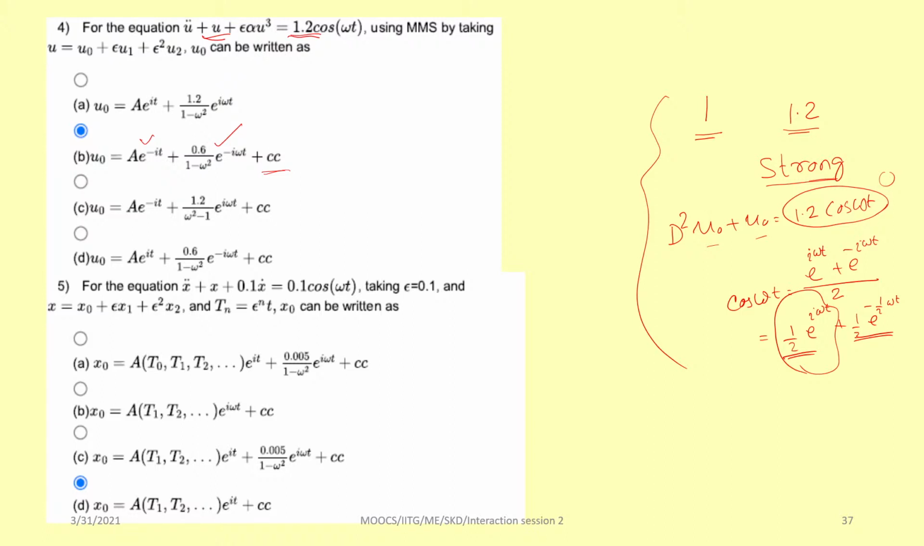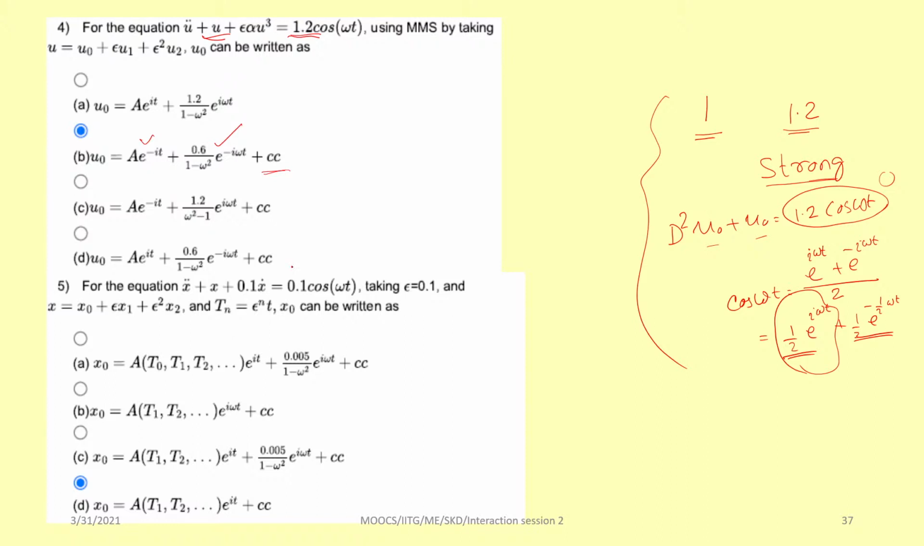Okay, so the fifth question. For the equation x double dot plus x plus 0.1 x dot equal to 0.1 cos omega t, taking epsilon equal to 0.1 and x equal to x0 plus epsilon x1 plus epsilon square x2 and Tn equal to epsilon to the power n t, x0 can be written as. So you know this thing. So here you just see which one is the correct answer.